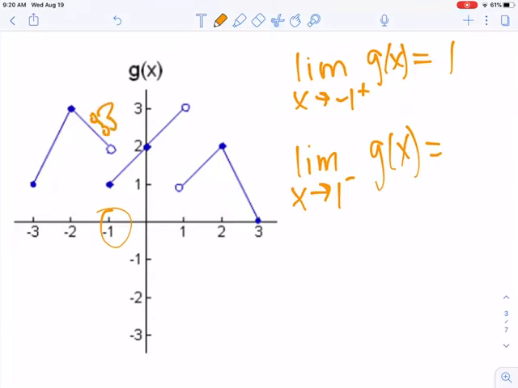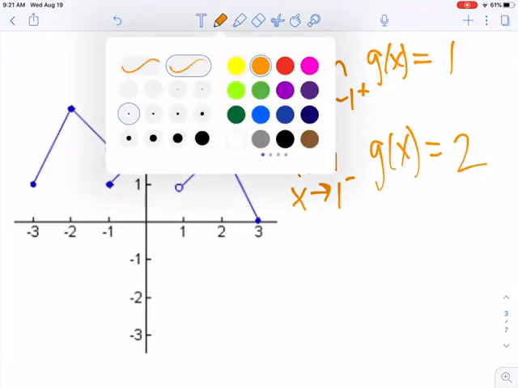Now, what if I ask you for the limit as x approaches 1 from the left? If we drive our car from the left side of 1, it looks like we're approaching that coordinate right there, which has a y value of 2. Remember, we don't actually have to have a coordinate. We're getting super close to where we're almost touching it, but we're just approaching, right? So you can see how the right-hand limit and the left-hand limit are different.